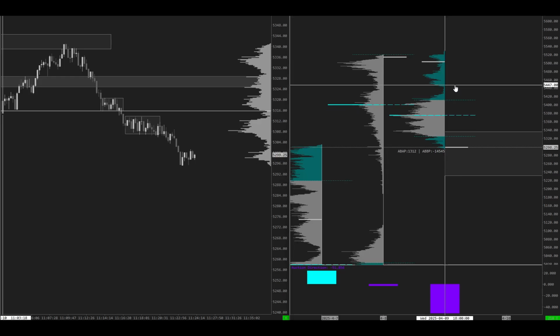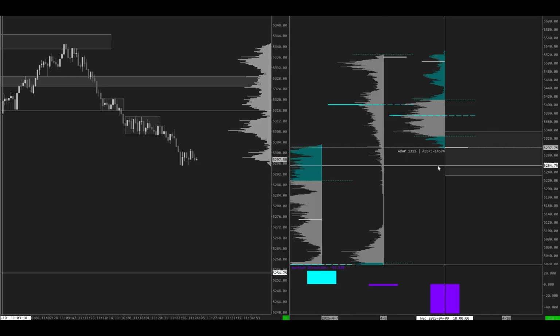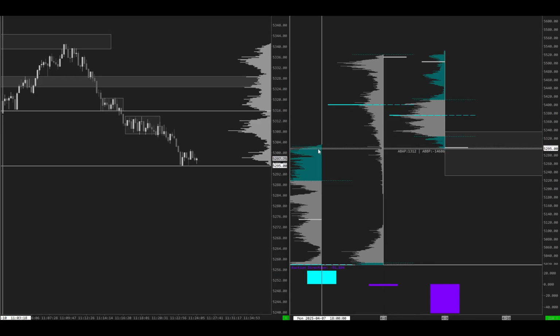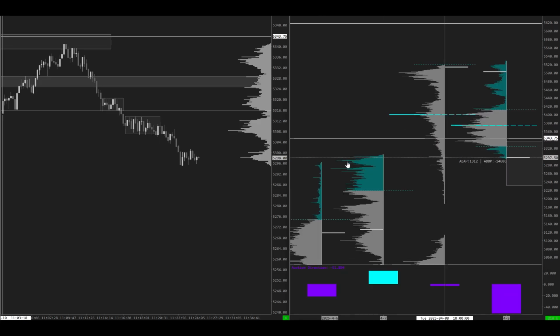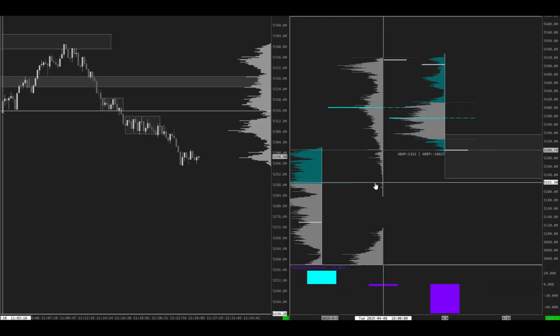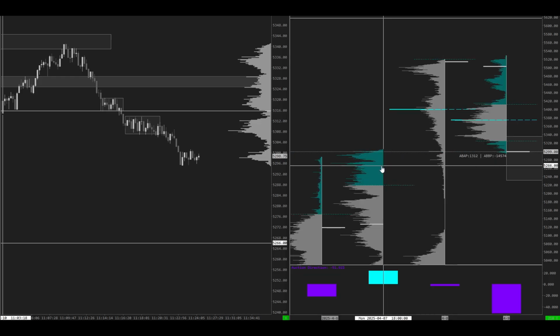So that's kind of like the power of context. This is telling me that it wants to auction lower. This is telling me it's probably going to struggle a bit like it has, but I'm still expecting it to at least put in some more downside. But this tells us to be careful though, especially since it's two sessions. There'll be a lot of inventory trying to get out in that area.